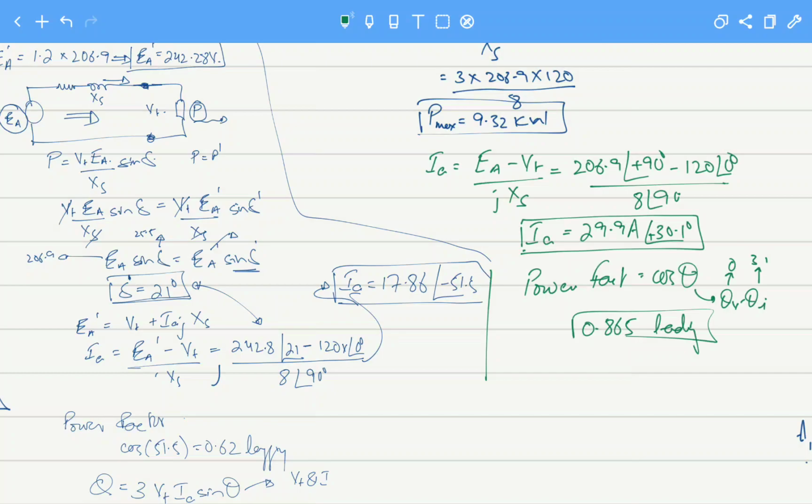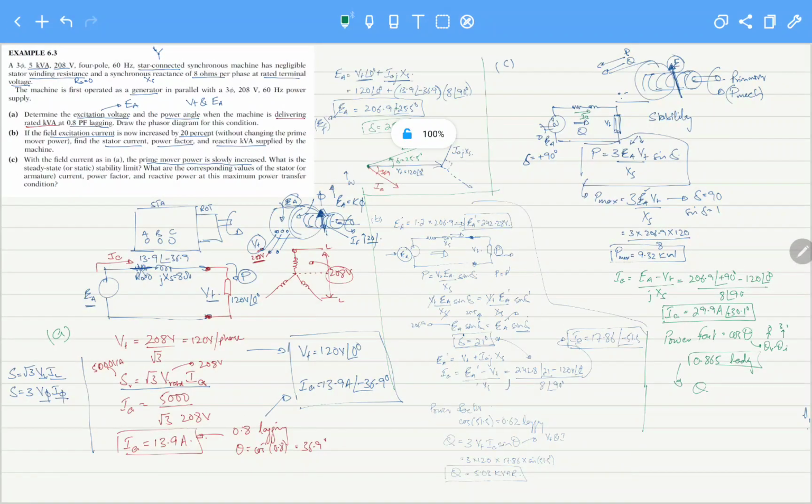We can also solve this by drawing the phasors for our system. And once we have these values, in a similar way we can also calculate Q for the system. So this was a long question, but I hope it helps.